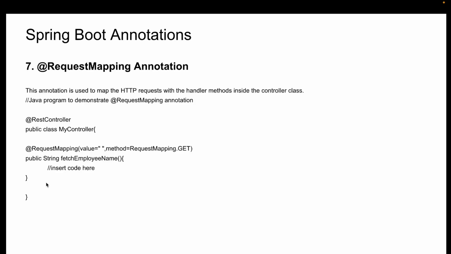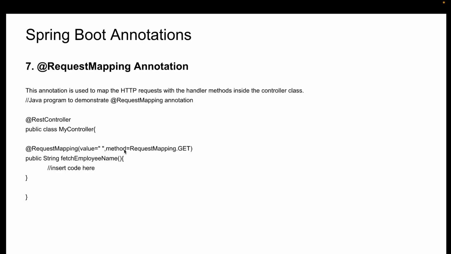Let's say we had a method where we want to delete employee name. So we can have another method where we could name it delete employee name, and in the request mapping we can specify method equal to request mapping dot delete. So the type of HTTP request that we want to handle should be specified in this request mapping, along with the method type.